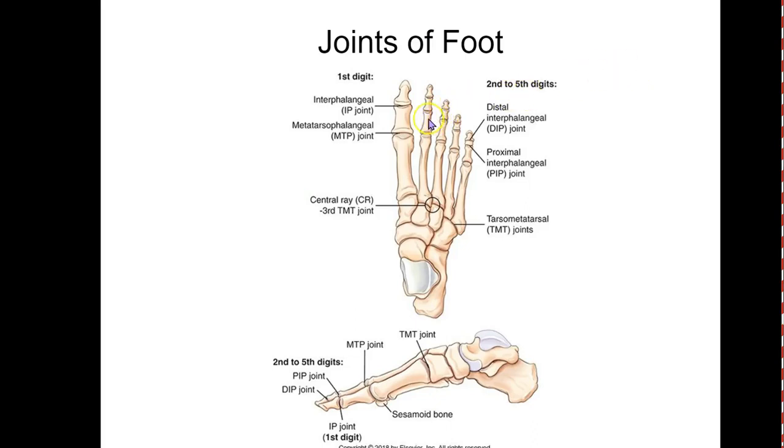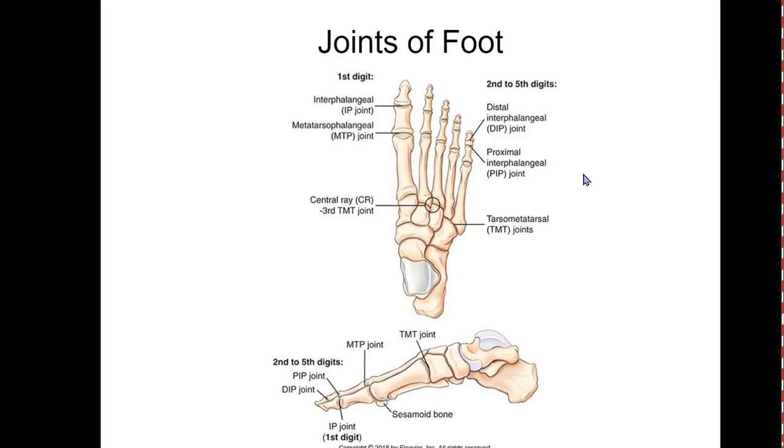Remember, between the middle and the distal phalanges is the distal interphalangeal joint. You can see that labeled here. And between the proximal and middle phalanges is the proximal interphalangeal joint. And we will practice labeling these on an X-ray in lab.